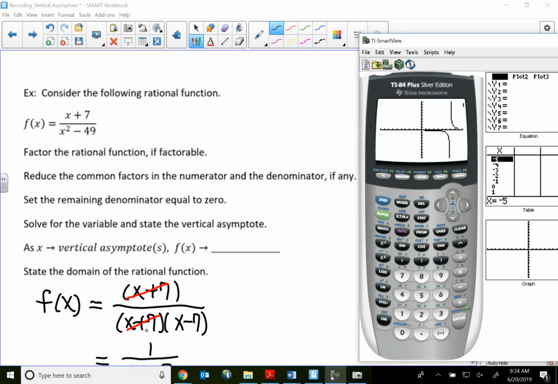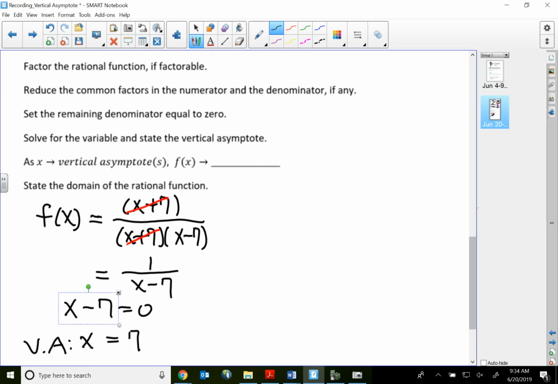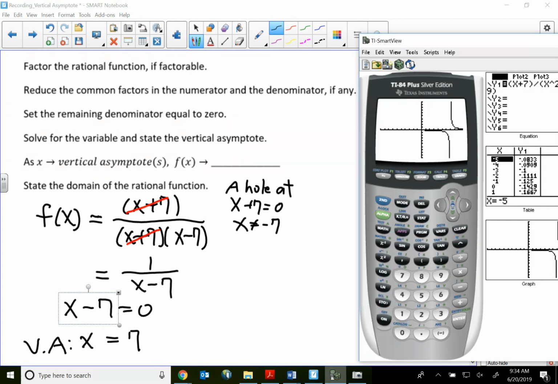So the part I'm canceling out is actually what? It will actually be the hole in my function. So even though I have 2 restrictions on my domain, the hole, which is x, cannot be what? I actually have a hole at x plus 7 equal to 0, so x cannot equal negative 7. I have a hole at x equal to negative 7, okay, but I only have one vertical asymptote.